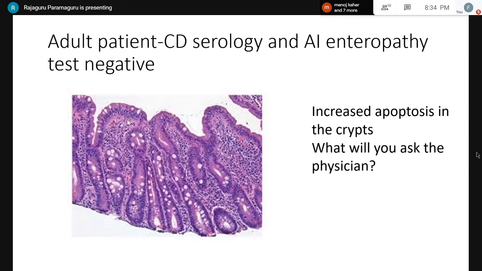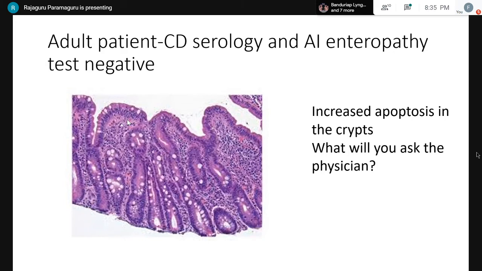Anyone with a comment? We're waiting. Dr. Manoj says, any history of transplant? That is great. Yes. So history of transplant to exclude GVHD, fine. So if I say that there is no history of transplant, fine, okay, I'll go ahead with this.